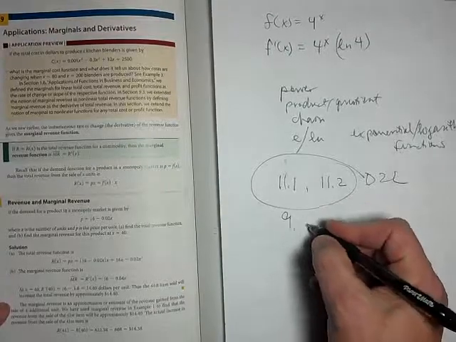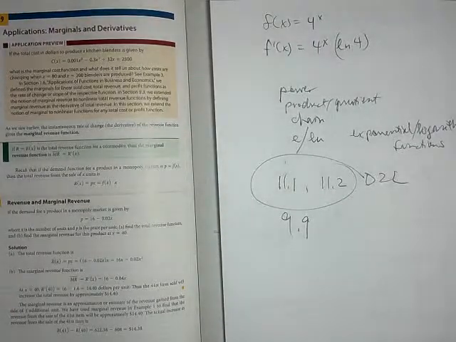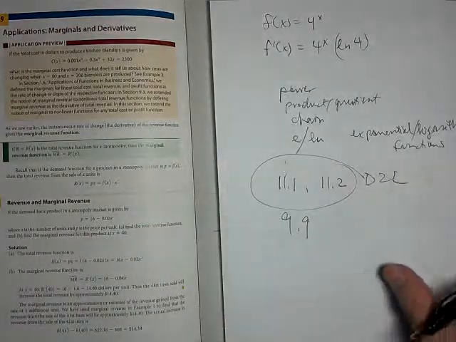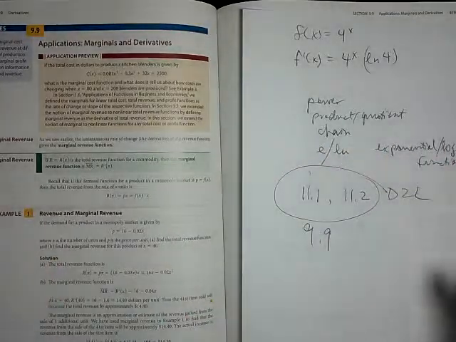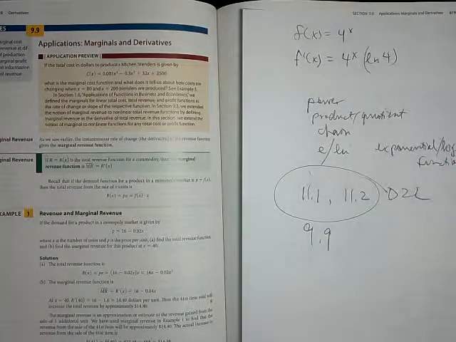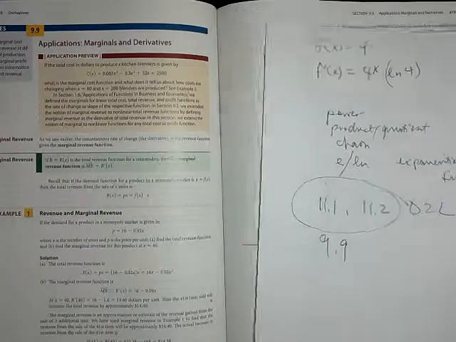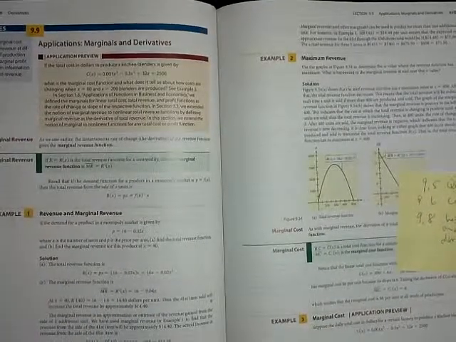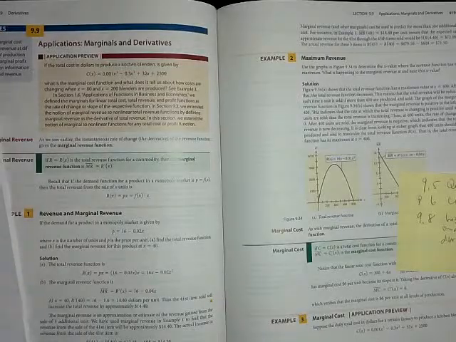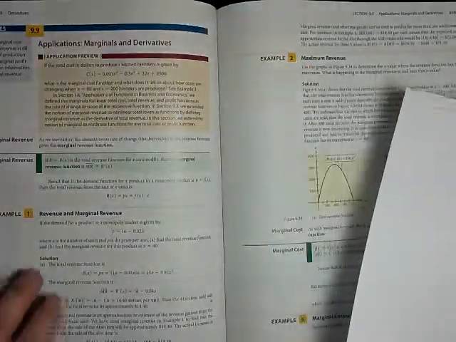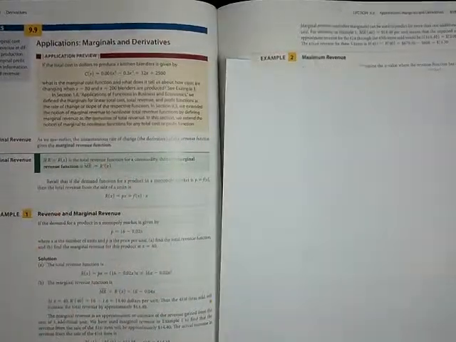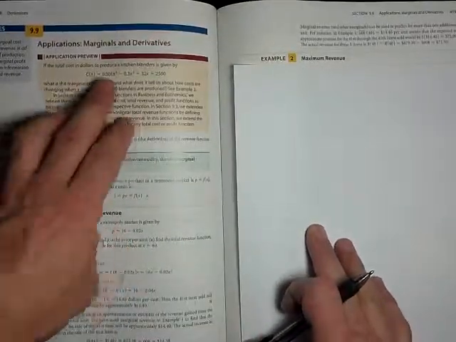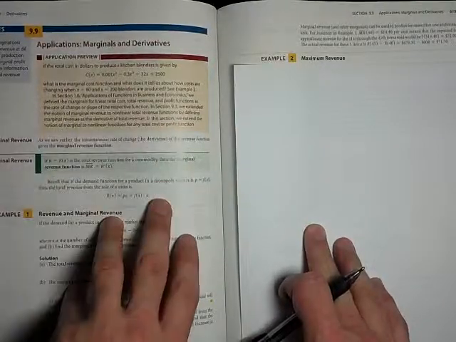Now we're going to go back to section 9.9. This is actually where the stuff gets useful to you, in terms of business and economics and accounting and all that sort of stuff that you're going to end up doing. So we've got example 1. In section 9.9, we jump in and we start doing these things called revenue and marginal revenue, and then also there's cost, and then there's going to be marginal cost.